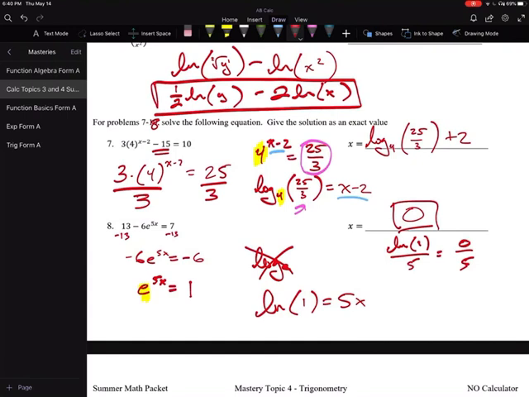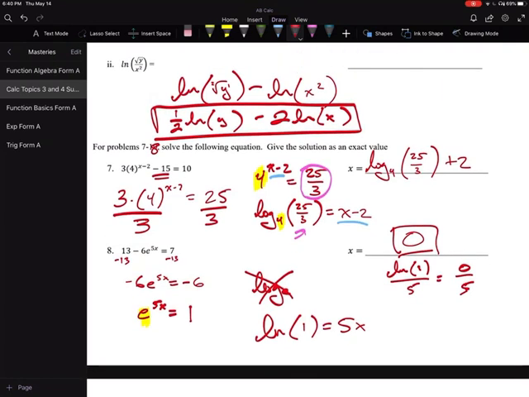That concludes the mastery topic number 3, exponents and logs. Hopefully this helped. Good luck on the summer math packet, and make sure you ask your teacher if you have any questions.